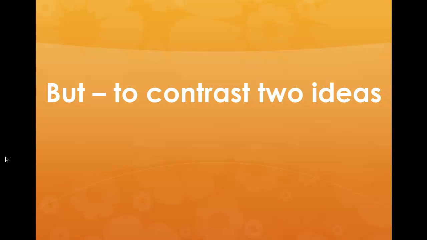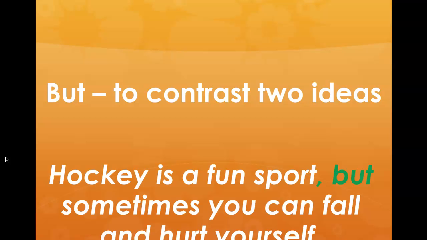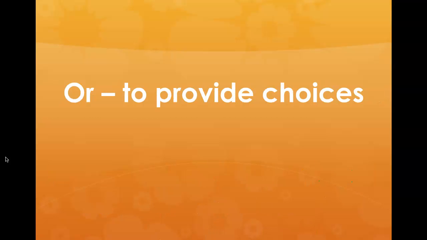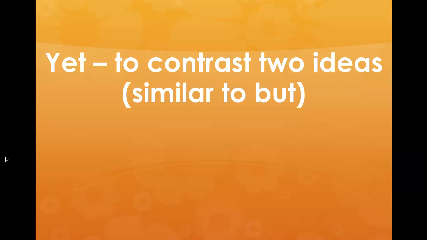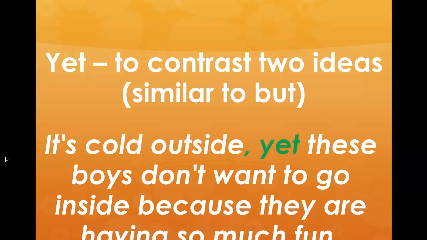We use but to contrast two ideas, to show two ideas that are different. Hockey is a fun sport, but sometimes you can fall and hurt yourself. We use or to provide choices. Would you like to eat at home or at a restaurant? And we use yet to contrast two ideas, which is the very same thing as but. It's cold outside, yet these boys don't want to go inside because they're having so much fun.